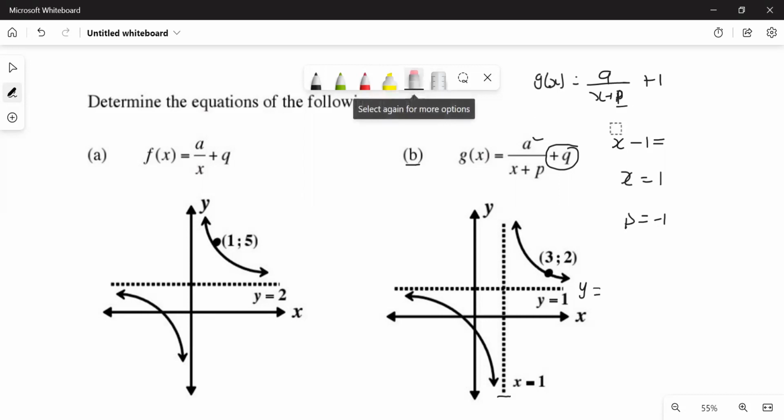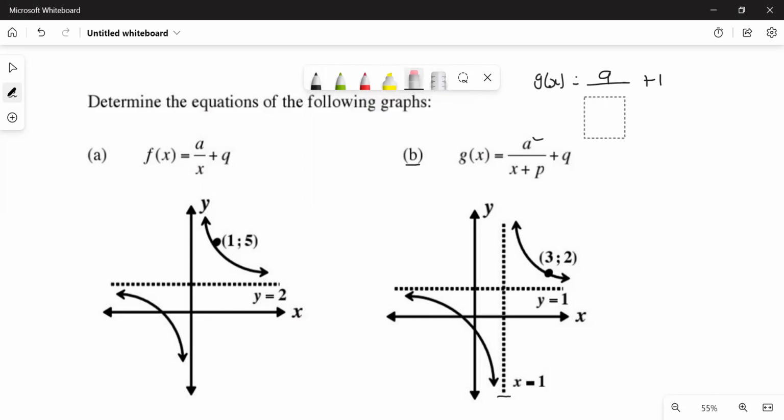So here, for P, we know that it is going to be x minus 1, so P is minus 1. Then x minus 1 is going to give us this vertical line here, which is equal to 2. As I was saying, P is the value that you substitute so that you can get the vertical line. And Q is the horizontal line. P is not the vertical line, it's the value that you substitute to get the vertical line.